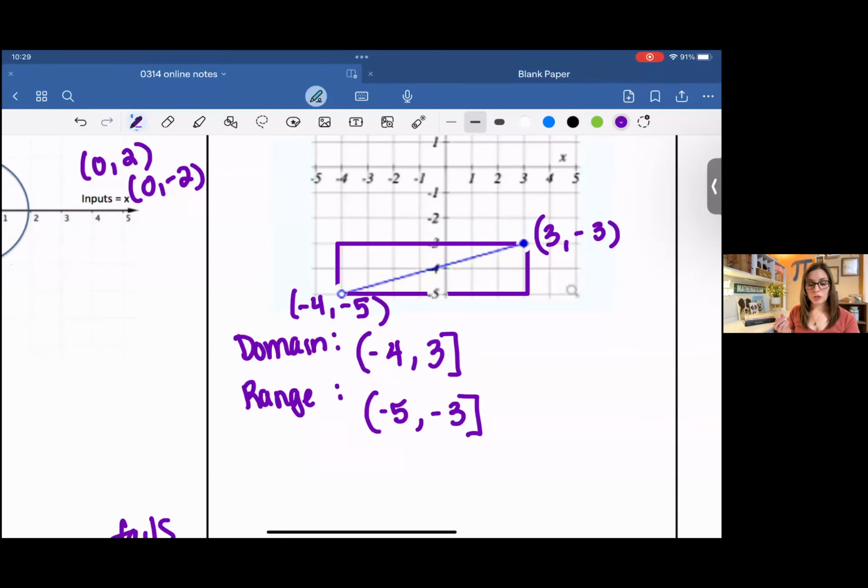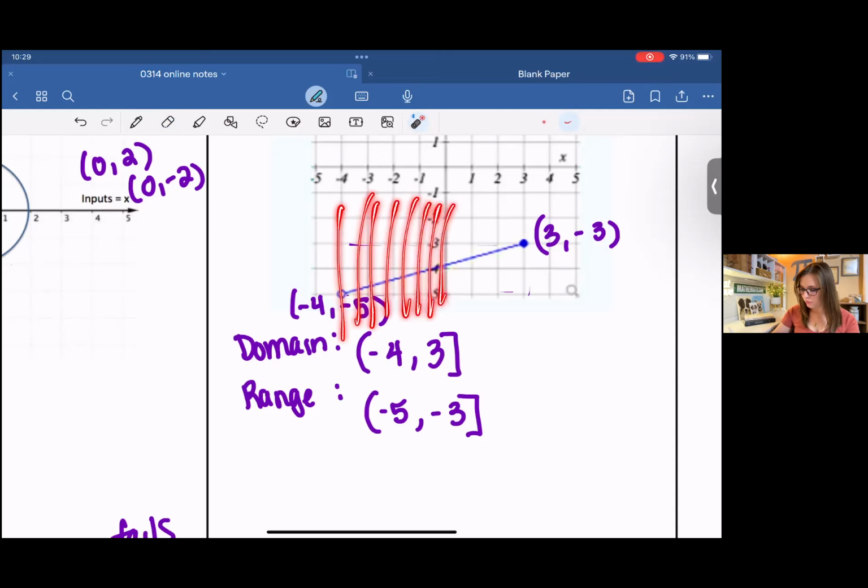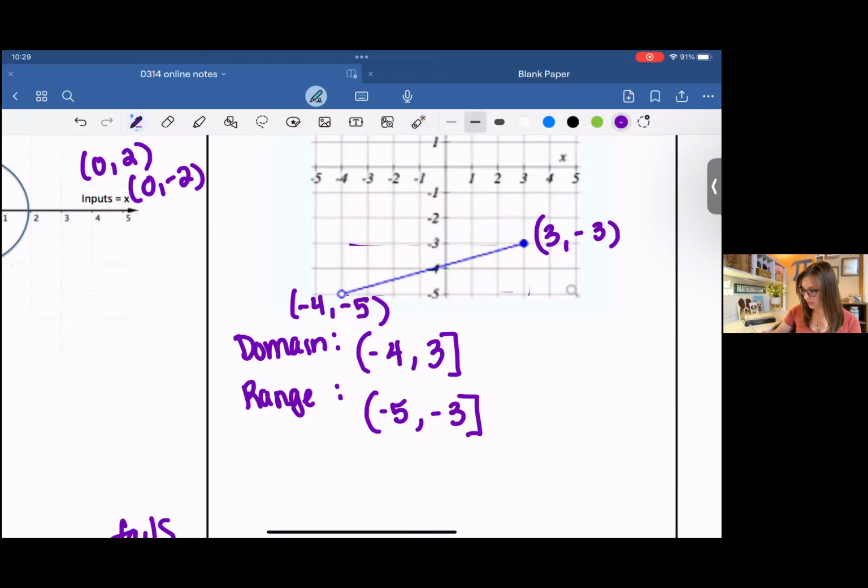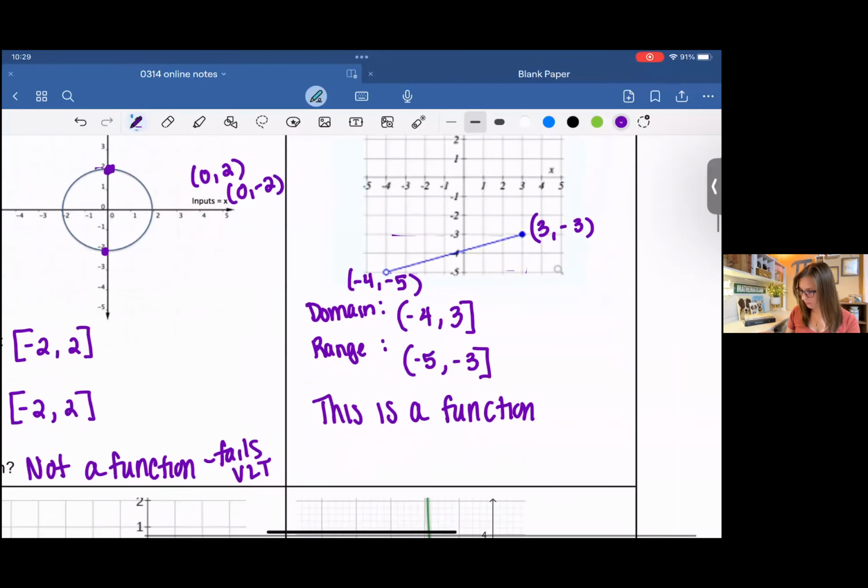And then to determine if it's a function or not, we do the vertical line test. Let me erase this so it doesn't confuse us. It's already confused me a little bit. If we take a vertical line and run it through, we hit 1 point everywhere. So this is a function. That's it. That's all it wanted.